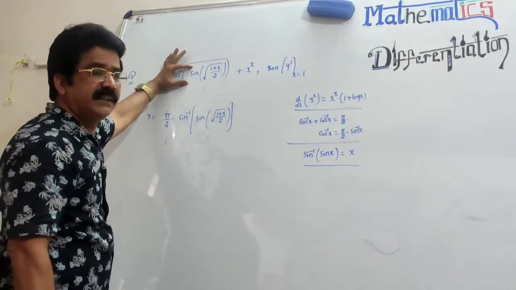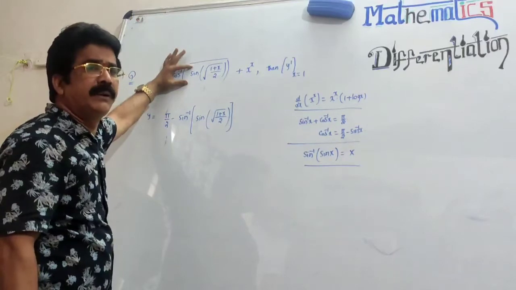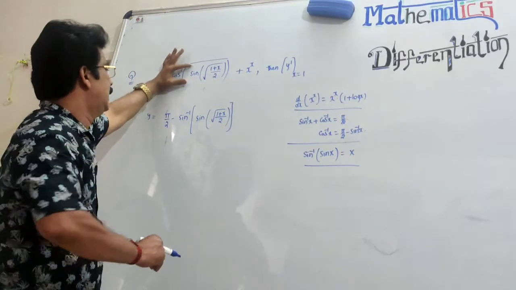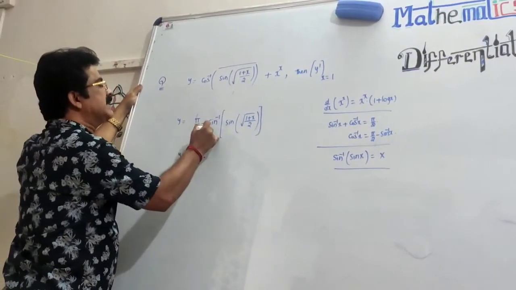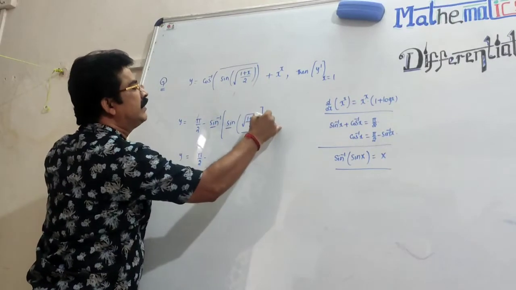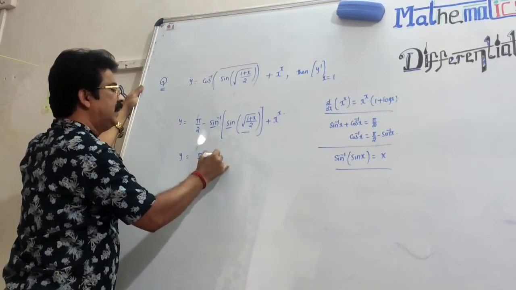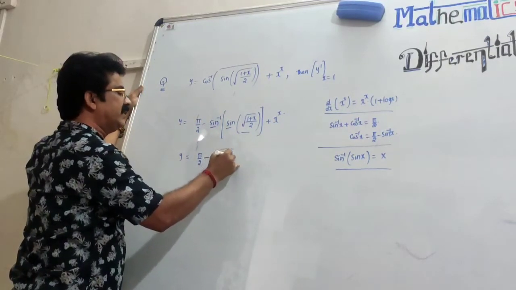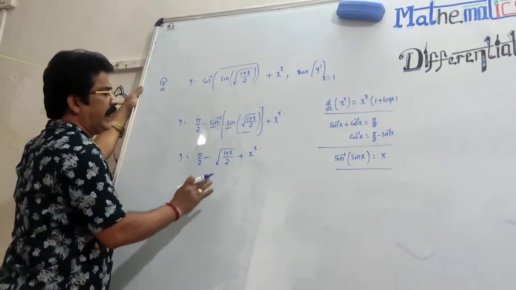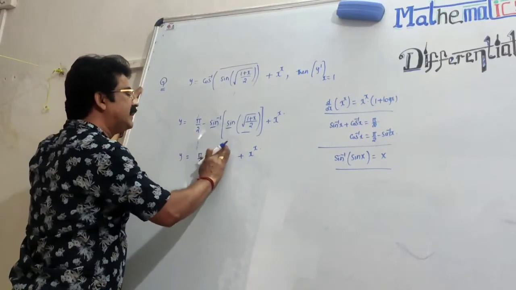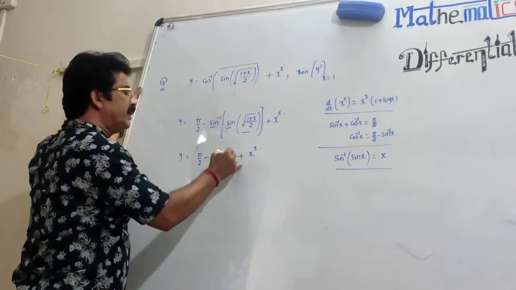Sin inverse of sin theta is equal to theta, of course where x belongs to the closed interval of minus pi by 2 comma plus pi by 2. It is to be understood. So that is equal to pi by 2 minus sin inverse of sin capital X. Next term is x to the power of x. It is nothing but pi by 2 minus root of (1 plus x) divided by 2, plus x to the power of x. It is nothing but 1 by root 2 into root of (1 plus x).